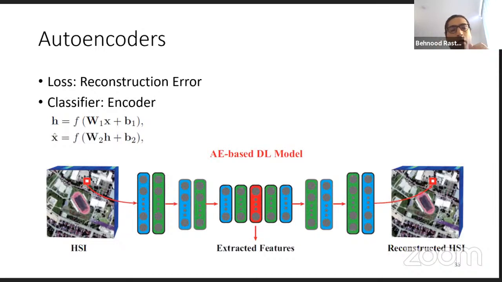Yeah, the most important thing about autoencoders is that when the learning or training process is finished, you remove the decoder part and you use the encoder part as the classifier. That's basically how the autoencoder works.